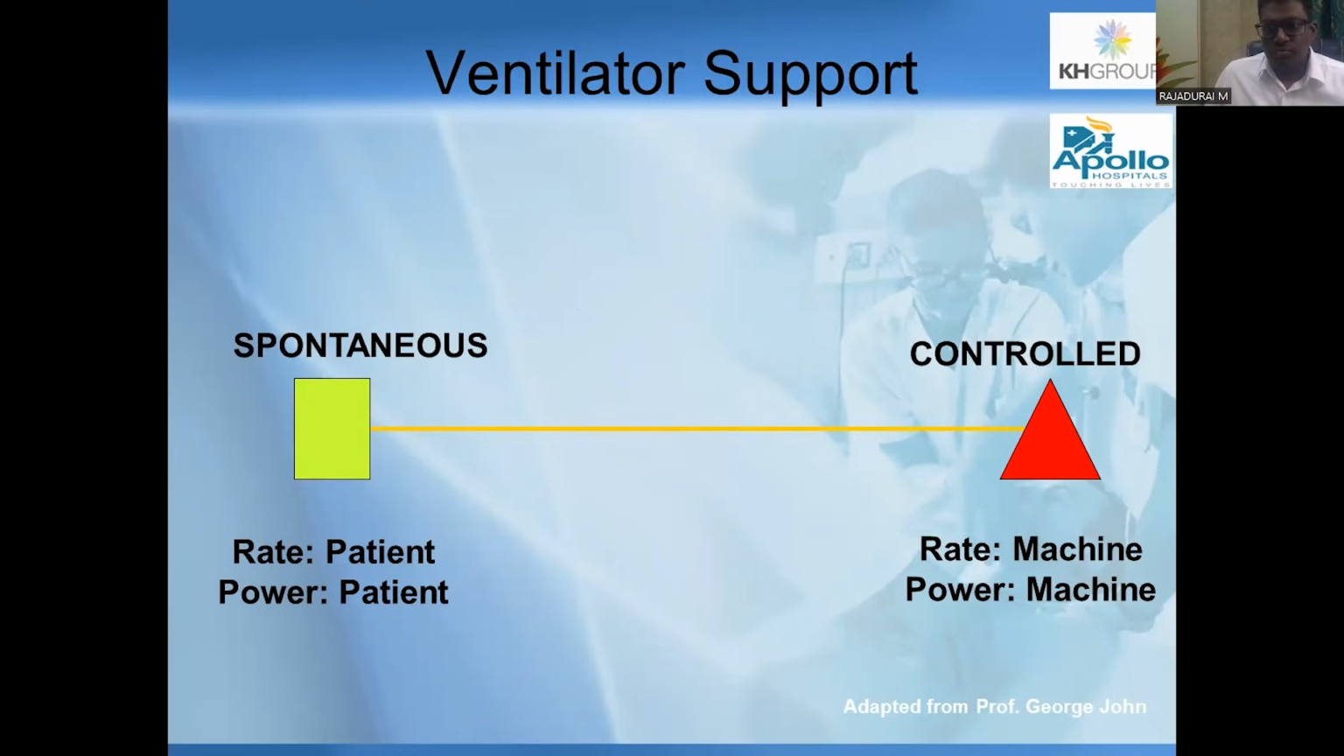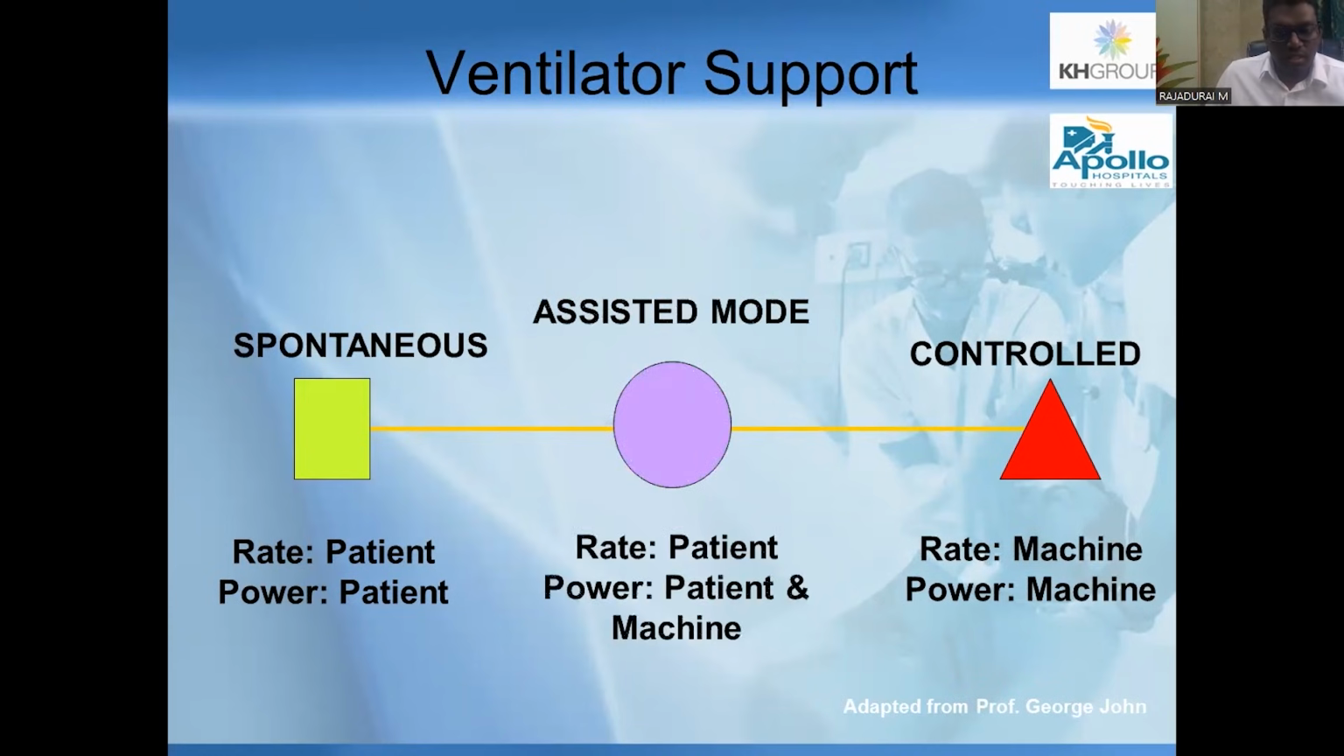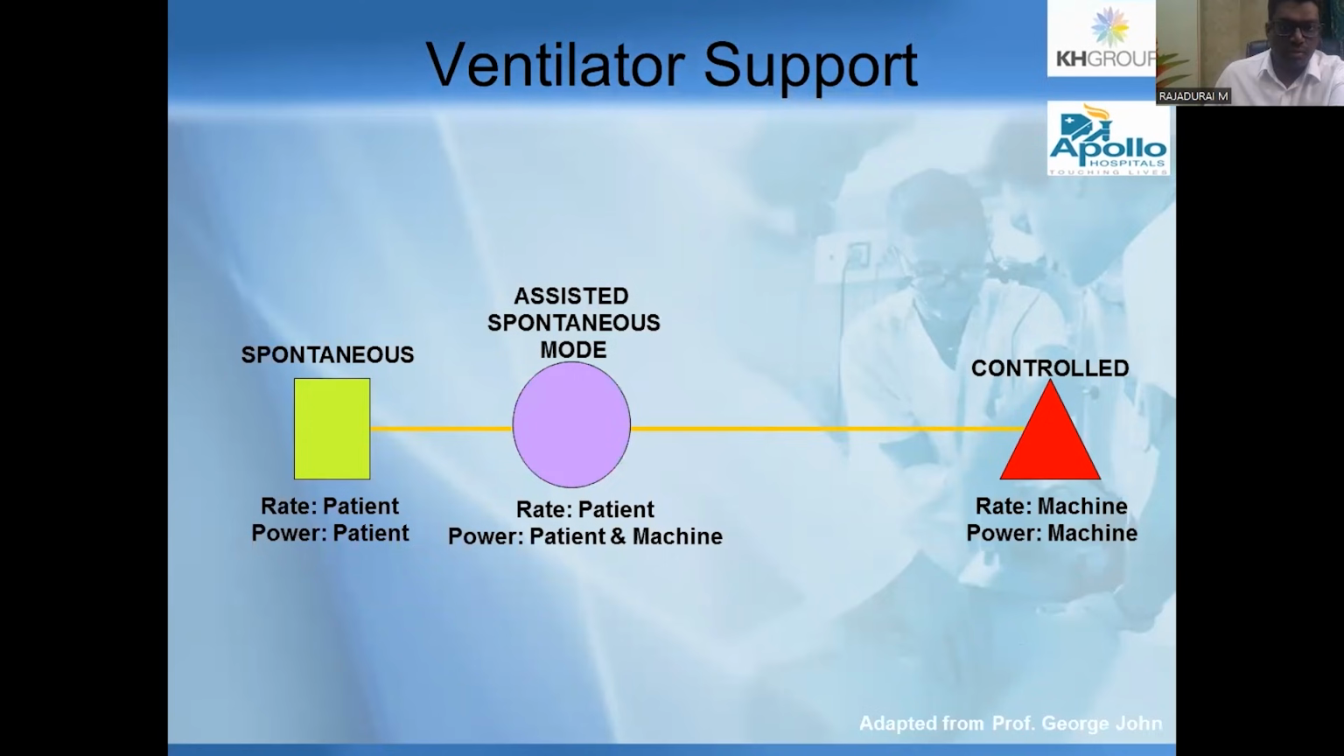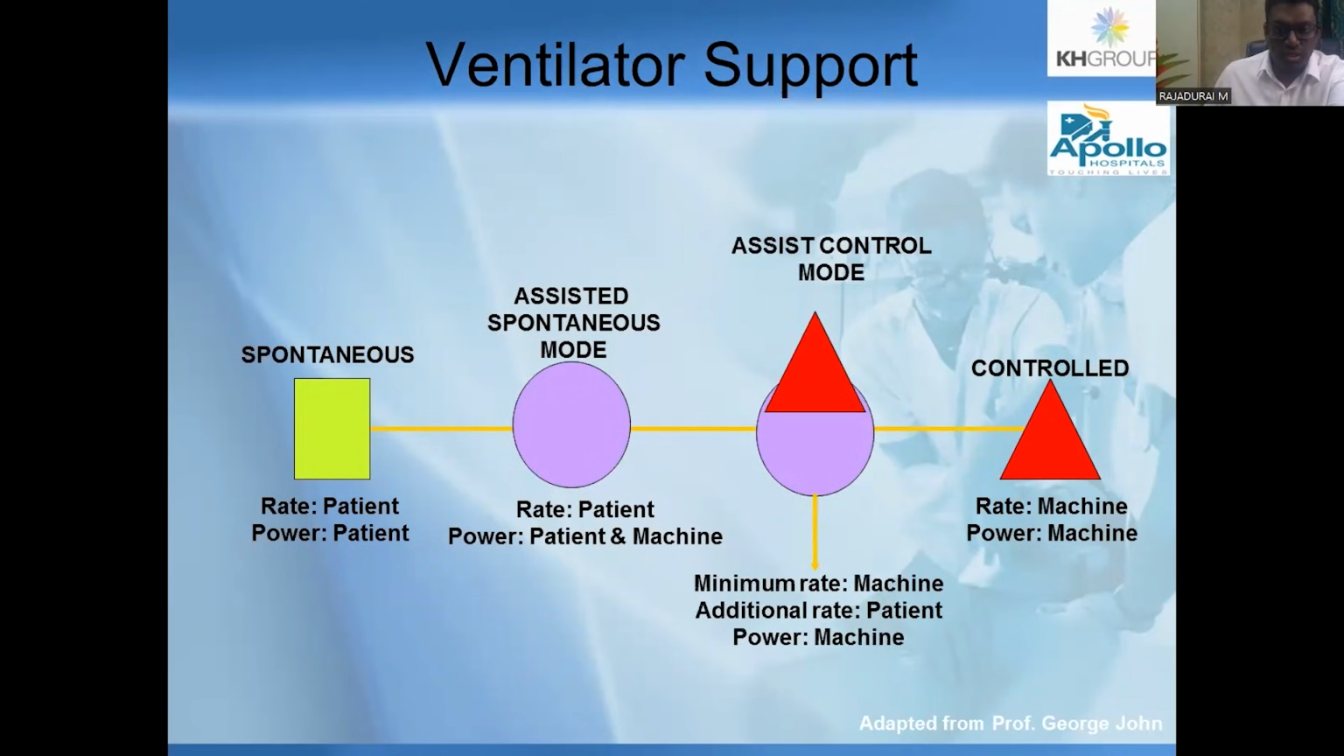And we have assisted mode, where the rate is by the patient and the power is by the patient as well as by the machine. And we have another mode which is assist control mode, where the minimum rate is by the machine and the additional rate by the patient, and the power is by the machine.